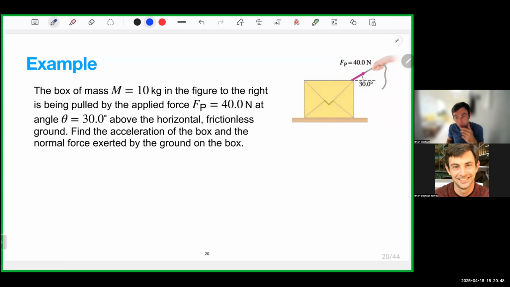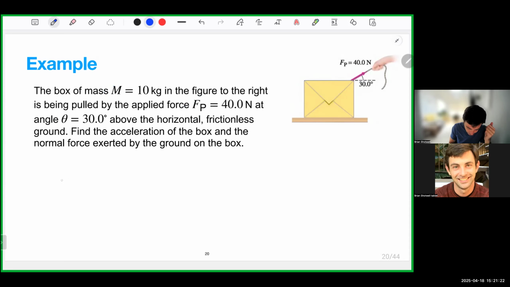One thing your graders have been complaining about while grading your exams is that you are solving all problems by plugging in numbers right away. So we're going to remain using the variables only, and then only at the very end plug in the numbers. So a box of mass m is being pulled by the applied force Fp at angle theta above the horizontal frictionless ground. Find the acceleration of the box and the normal force exerted by the ground on the box.